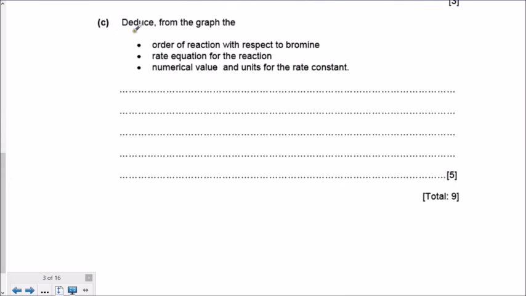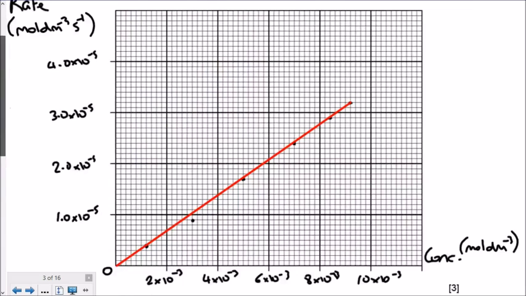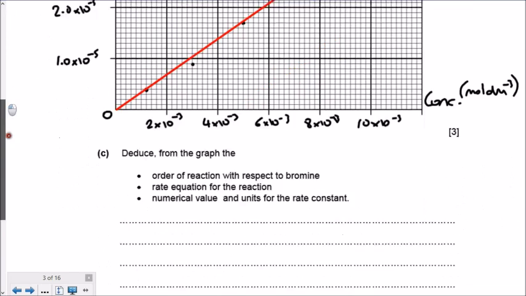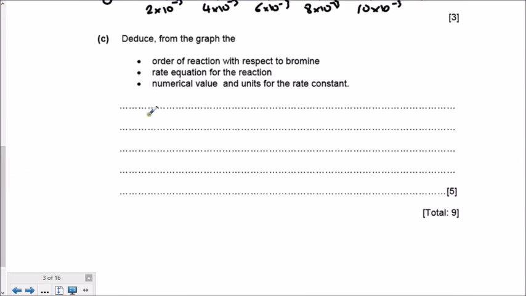Underneath it says, from the graph, I'm going to find out the order of reaction, the rate equation, and the value and the units of the rate constant. Let's take a look at the graph. We can see that our rate concentration graph is a straight line, which means that rate is directly proportional to concentration. So the order with respect to bromine is first.